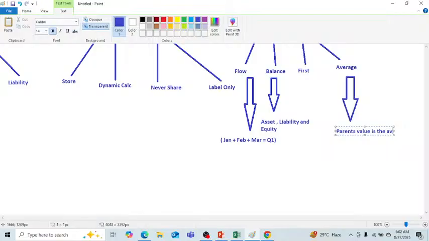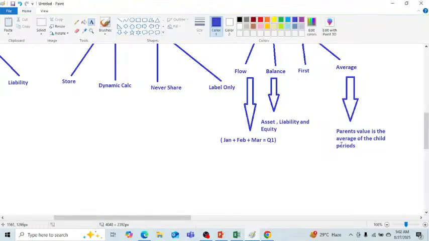Is the average of the child periods. So the parent's value is the average of the child periods. So how will we use it?